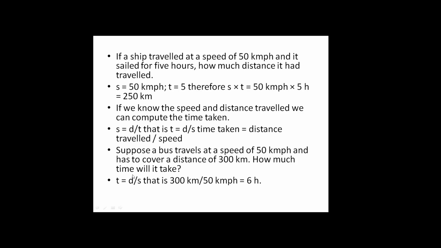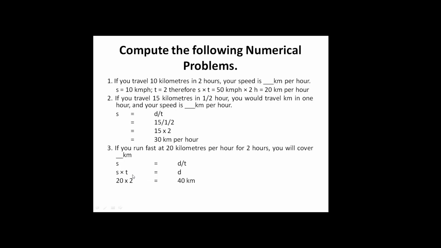Suppose a bus travels at a speed of 50 kilometers per hour and has to cover a distance of 300 kilometers. How much time will it take? T is equal to d divided by s, that is 300 kilometers by 50 kmph, that is equal to 6 hours. Compute the following numerical problems.